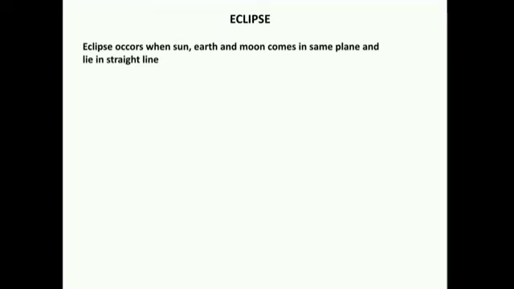And there are two types of eclipses. One is called a solar eclipse, another one is called a lunar eclipse. In India we call them Chandra Grahan and Surya Grahan, isn't it? Surya Grahan means solar eclipse, and lunar eclipse is Chandra Grahan.